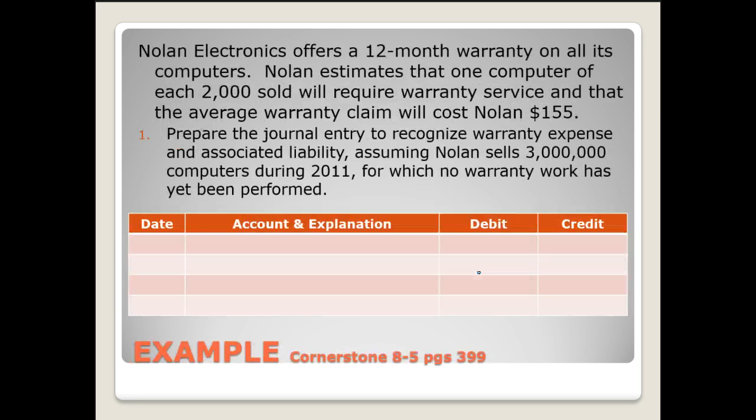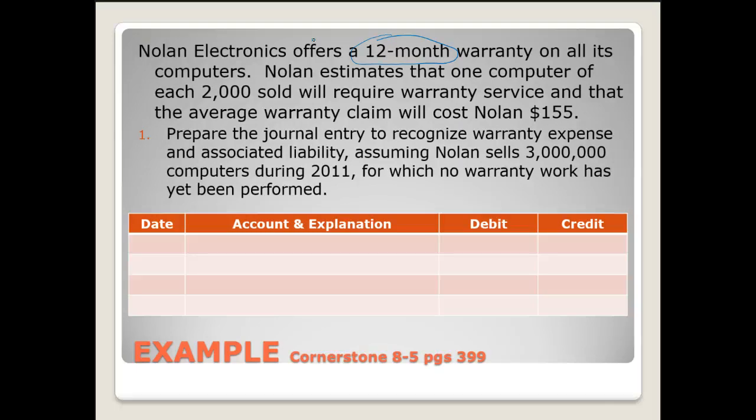Let's look at an example in Cornerstone 8.5 in your textbook. We've got Nolan Electronics Company, and they offer a 12-month warranty on all computers. They estimate that one computer of every 2,000 sold will require warranty service, and that average warranty claim will cost Nolan $155 per claim. Now you'll notice there's a 12-month limit on this warranty. That's not uncommon when we deal with warranties, and that's so that a company can limit how long it might actually need to pay out.